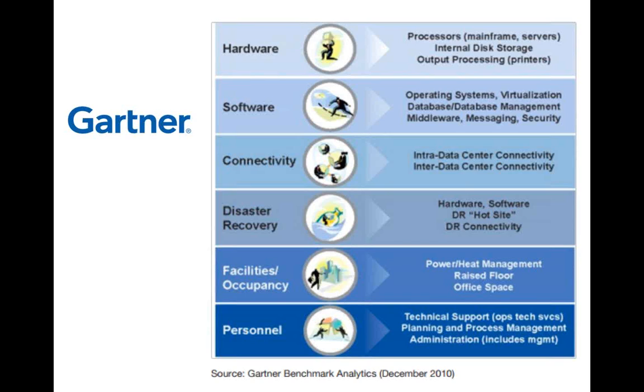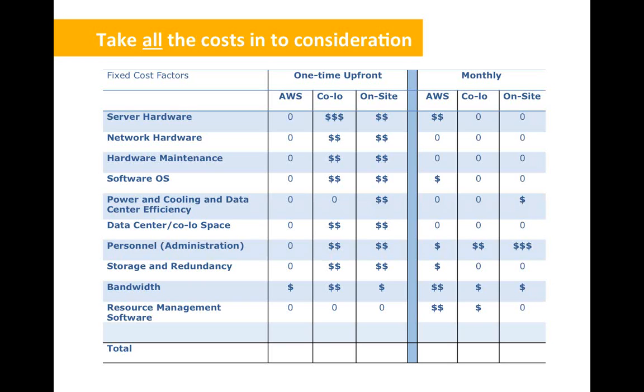So if we create a fictitious scorecard, this is a very high-level scorecard, but this kind of table might help you identify the different factors. So what we've done here is that we've identified the normal relative weighting of the costs of these different factors. So we've compared AWS to collocation and on-site. And in the first column, you have one-time upfront cost. So this is the fixed upfront cost that you have to pay. And then you have monthly cost after that.